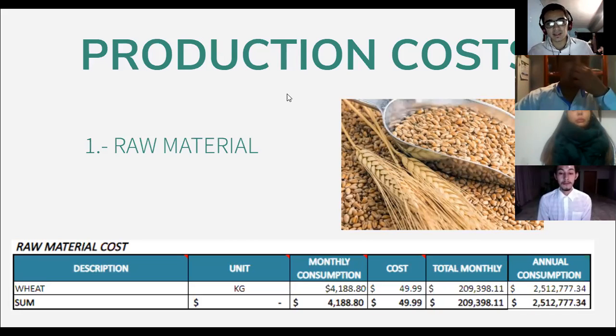As you can see, it is in kilograms. We have the consumption per month, the cost, the total consumption per year. As a total, we have the total per year of more than 2,500,000 Mexican pesos.